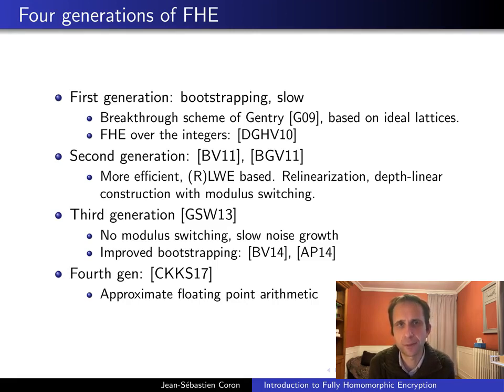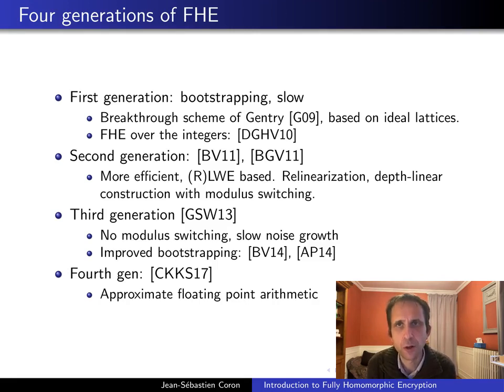So as I said in the beginning, we have these 4 generations of fully homomorphic encryption that we can distinguish. In the first generation, we had this invention of the bootstrapping, which is so powerful, but actually relatively slow because it takes a few minutes to perform a refresh of a ciphertext. So to process a single AND gate homomorphically, it takes a few minutes. So it's very slow. And I have described how it works for the DGHV scheme, the FHE over the integers.